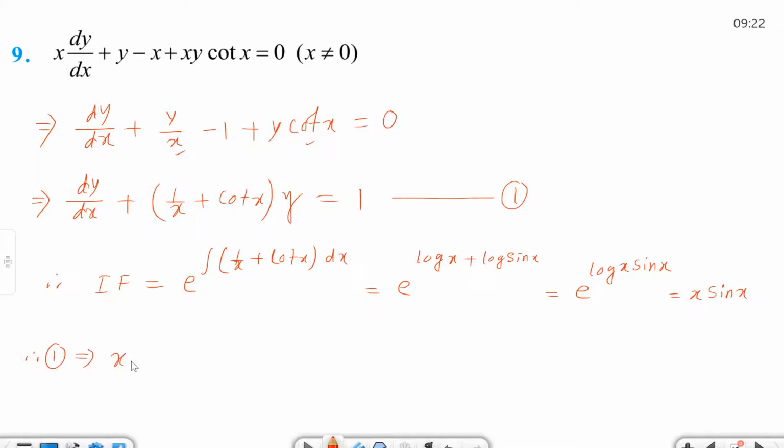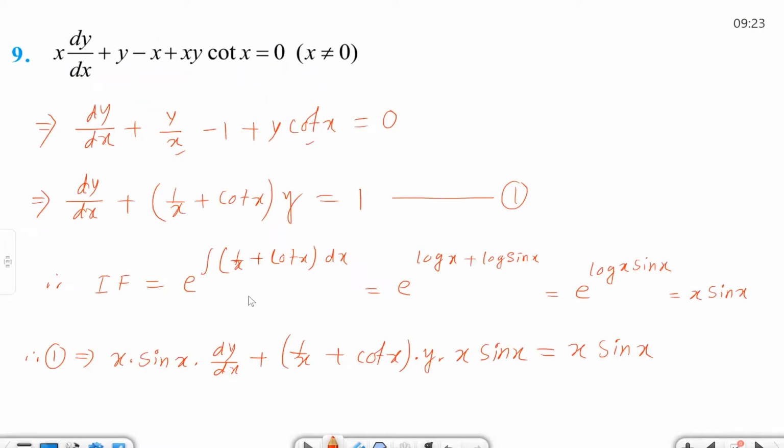Therefore, equation 1 implies x sin x into dy/dx plus (1/x plus cot x) into y into x sin x is equal to, on the right-hand side, 1 into x sin x. The left-hand side is written by the formula d/dx of the variable y into the integrating factor, that is x sin x. So this is our left-hand side.